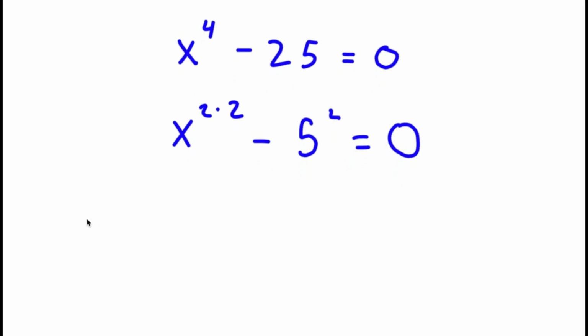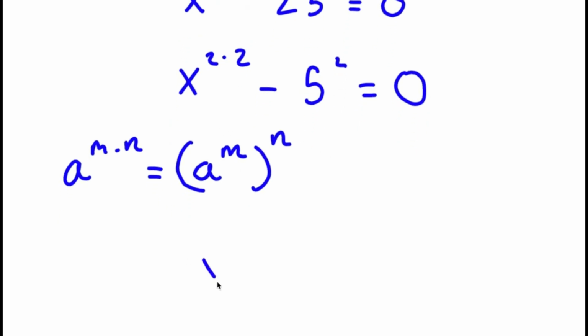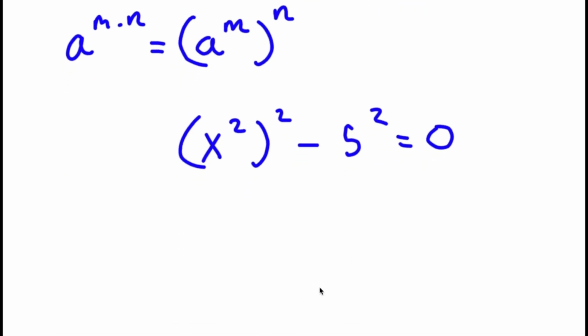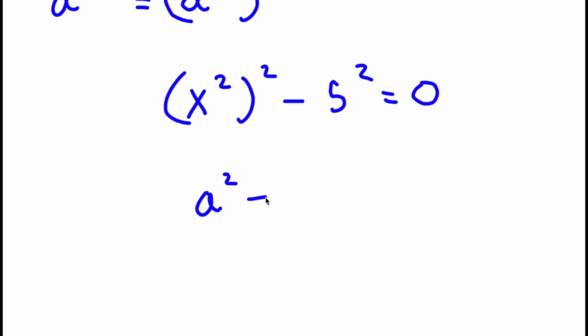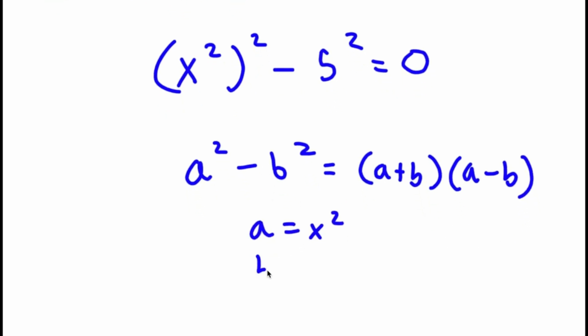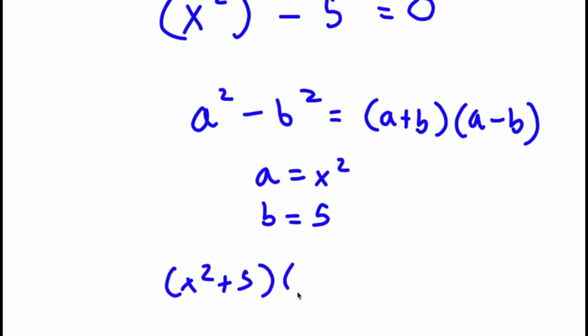Now, if I have something in the form a to the power of m times n, this is equal to a to the power of m to the power of n. So in this case, x to the power of 2 times 2, I can rewrite as x to the power of 2 to the power of 2. Now I have this minus 5 to the power of 2 is equal to 0. Now, if I have something in the form a squared minus b squared, this is equal to a plus b times a minus b. So in this case, a is equal to x to the power of 2, and b is equal to 5. So now I have x to the power of 2 plus 5 times x to the power of 2 minus 5 is equal to 0.